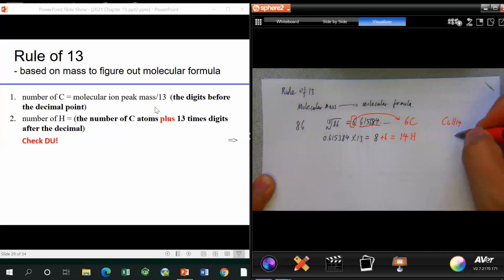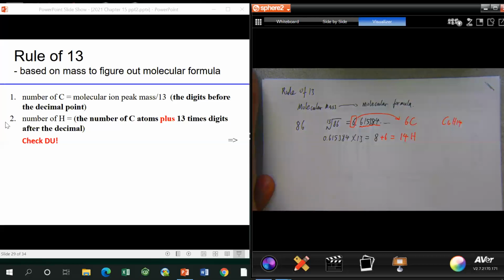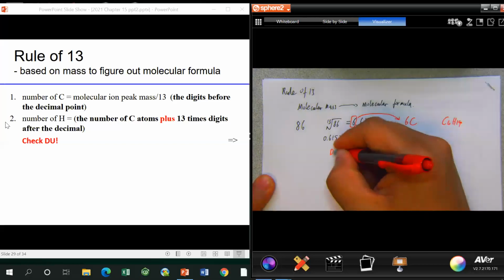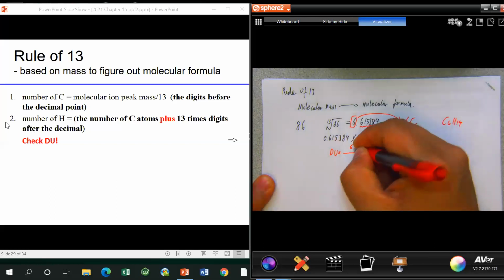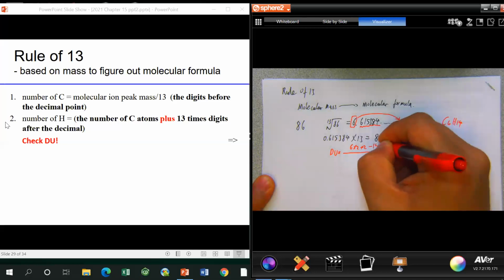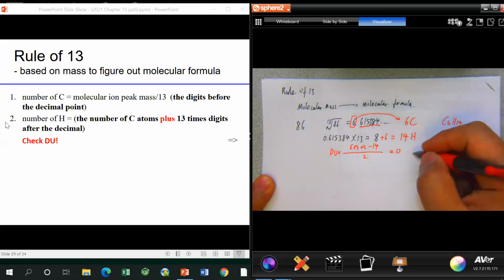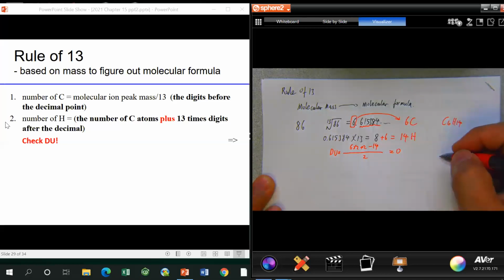Right, once you have done rule 13, make sure you check DU. That's important. You have to make sure your degree of unsaturation makes sense. So for example, I'll quickly do it. DU equals 6 times 2, plus 2, minus 14, and then divided by 2. The whole thing equals 0. DU is 0, that makes sense. So no problem here.